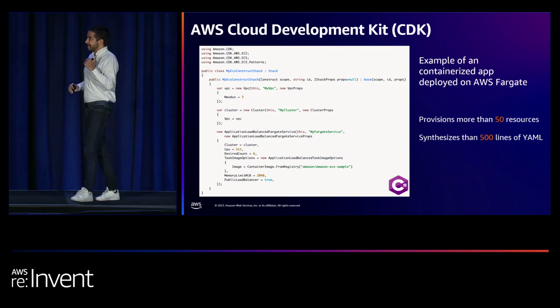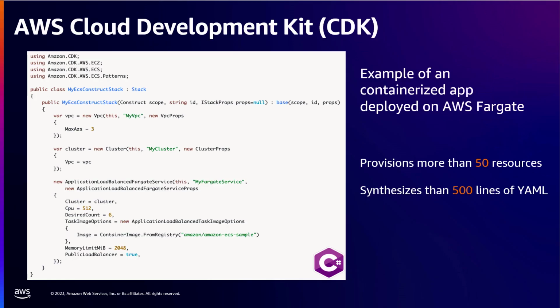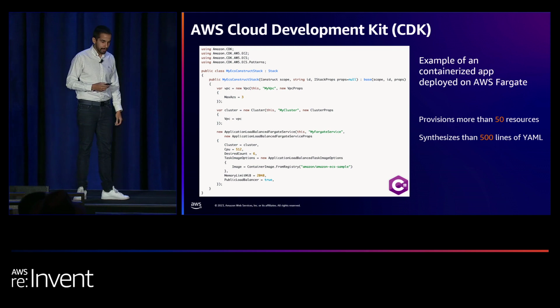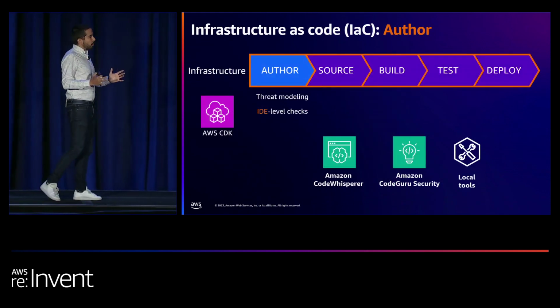Here you can see an example of a containerized application deployed on Fargate. It's written in C#, and what I like is that with only 20 lines of code, you're modeling about 500 lines of YAML that you would have to write in CloudFormation, and it's provisioning 50 resources for you. So it makes it very easy and very quick to model your application using your preferred language. So let's say we've written our application or our infrastructure. We've modeled our infrastructure using the AWS CDK. So we are in the author stage.